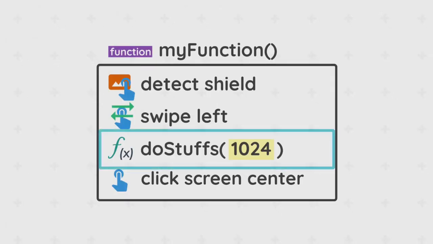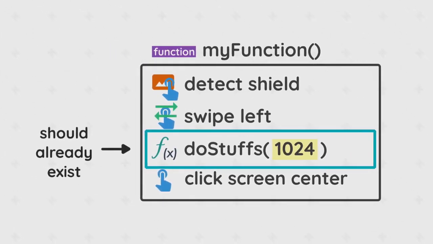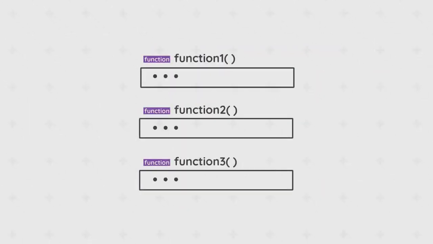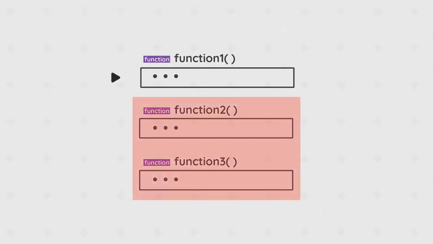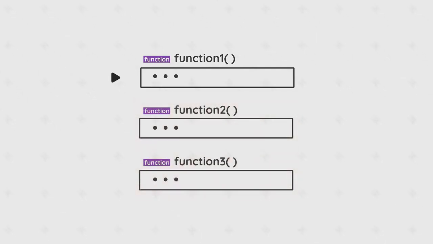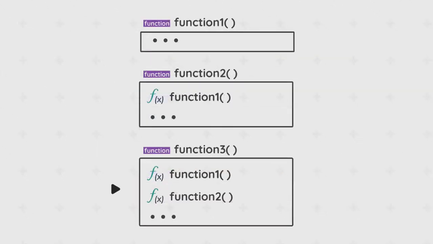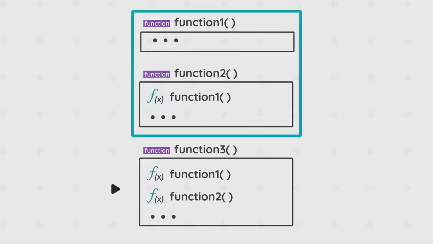Functions can also call other functions within them, provided that the other functions had been defined beforehand. Let's say we have these functions defined in this order. The first function cannot call the other functions because they haven't been defined at that point in time. The second function can only call the first function and not the third. And the third function can call both the first and the second function.